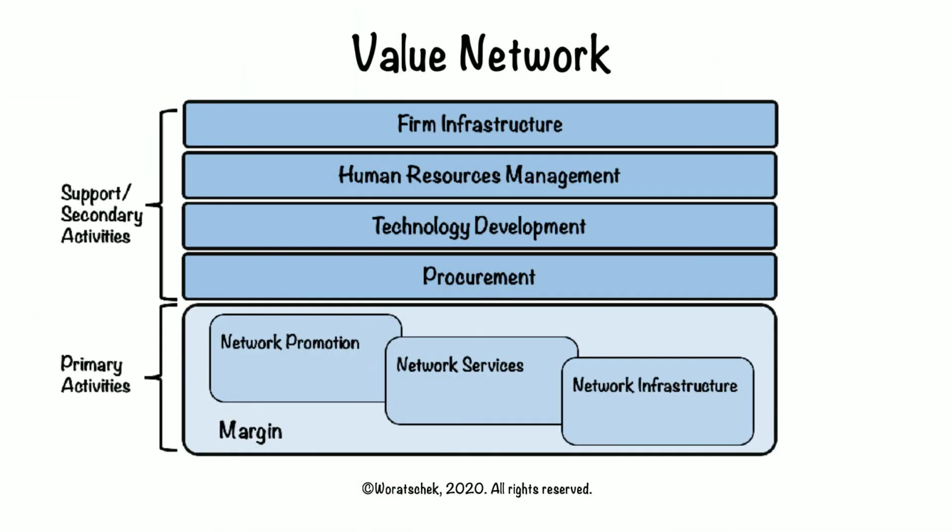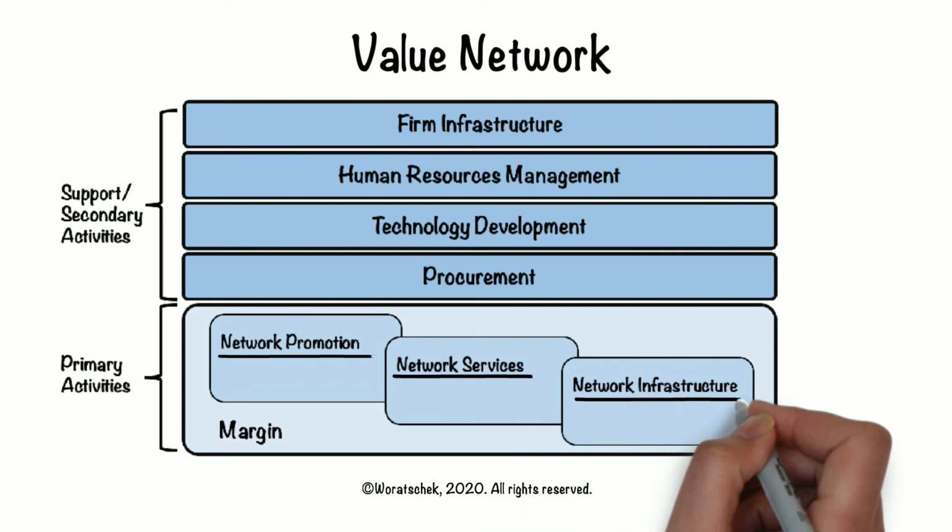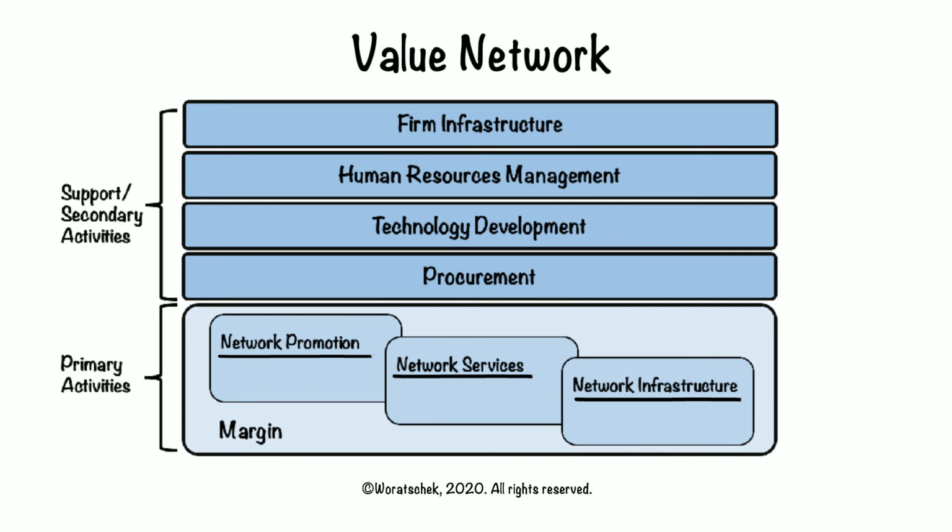First, a primary activity is the network promotion, which consists in particular of marketing the network and contract management. Here it is important to get the right members on board and the right number of members. Network services are also provided, which primarily include activities for establishing, maintaining, and terminating contacts. Finally, under the third primary activity, the network infrastructure, both the hard and the soft infrastructure have to be provided.